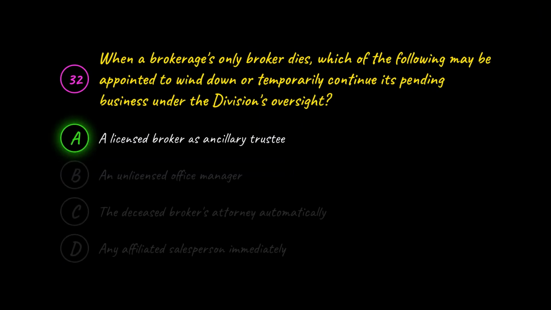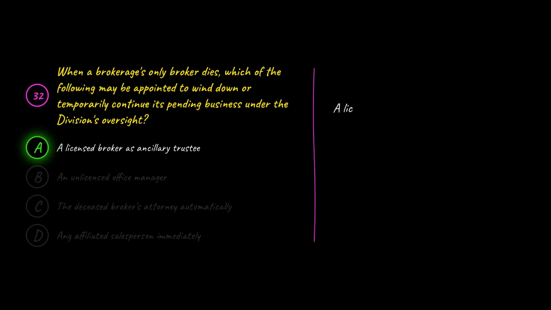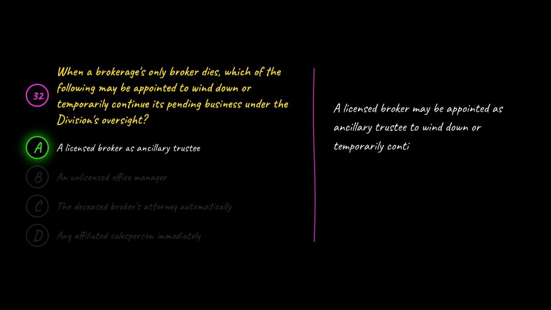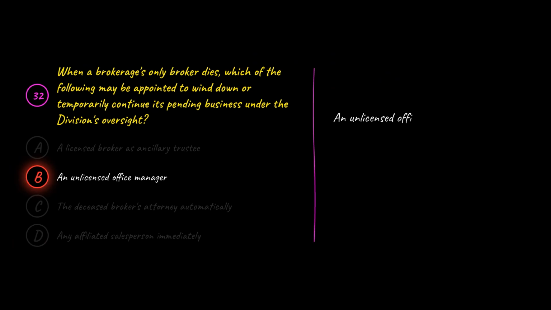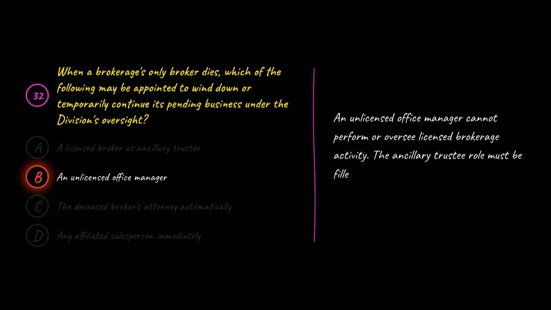The correct answer is A. A licensed broker as ancillary trustee. A is correct because a licensed broker may be appointed as ancillary trustee to wind down or temporarily continue the deceased or incapacitated broker's brokerage. The trustee completes pending transactions and protects clients' funds and records under the division's oversight. B is wrong because an unlicensed office manager cannot perform or oversee licensed brokerage activity. The ancillary trustee role must be filled by a licensed broker, not unlicensed staff.